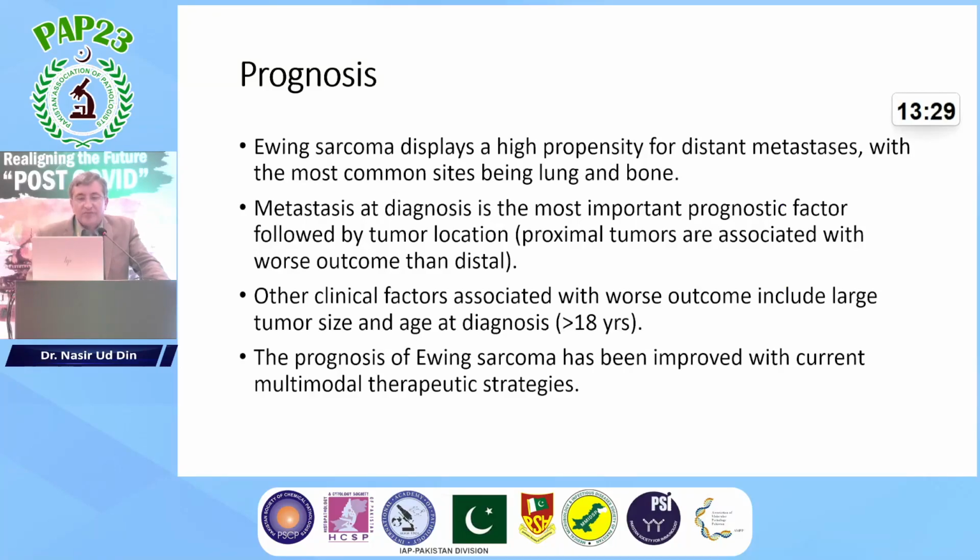So Ewing sarcoma displays a high propensity for distant metastasis, the most common sites being lung and bone. The prognosis has been improved with the current multi-modal therapeutic agents.